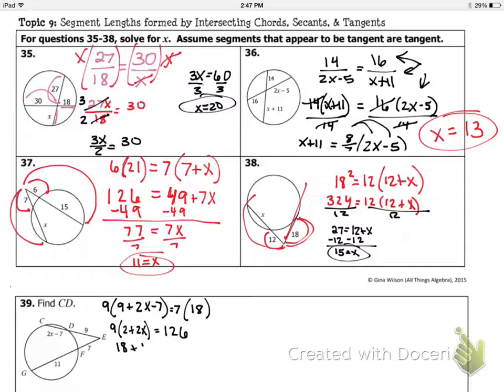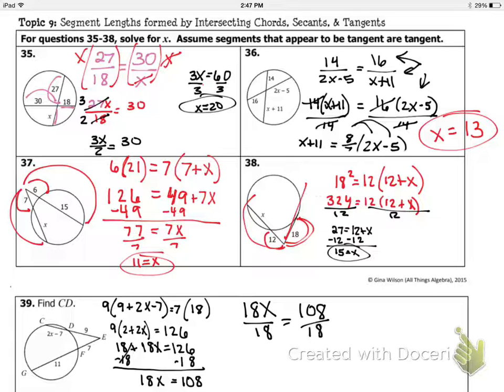18 plus 18x equals 126. Let's get rid of our 18 on both sides. I get 18x equals 108. Is that divisible by 18? Oh, it is. Cool. 18x, divide that by 18 equals 108 divided by 18. And x equals 6. But that's not what it was asking for.